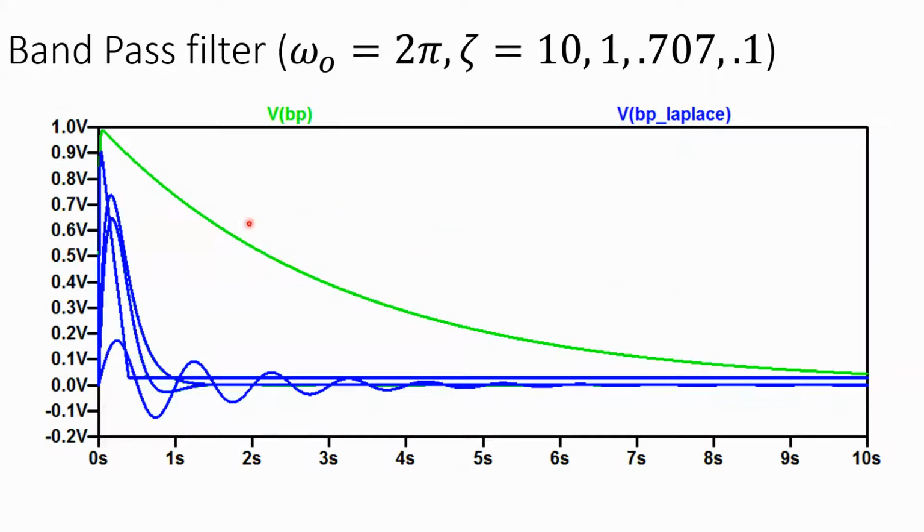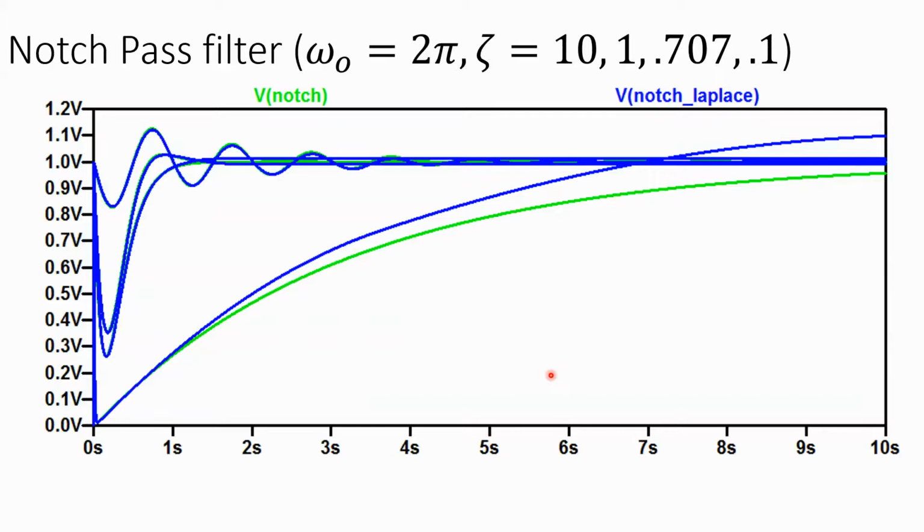Bandpass. Now we've got an issue: for the overdamped case, we can see this whole green line, which is the true bandpass, totally deviates from the blue. So it doesn't work for the overdamped response. But for less damping, it seems to match pretty well. Notch, again, this is the overdamped, and there's a big deviation between the two for a damping coefficient of 10. But then it gets better.